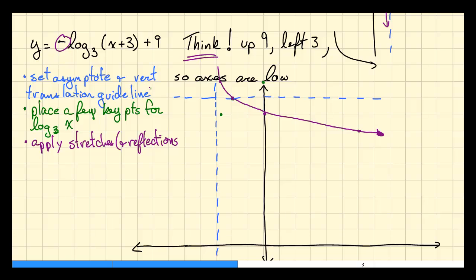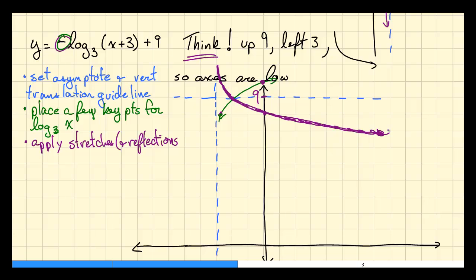So first thing I do, I set the asymptote and that vertical translation guideline. So my asymptote is back 3, and I've got this guideline here that I've moved up 9. Then I placed a few key points for log base 3 of x. That would be at 1, and at 3, and at 1/3. So this would be kind of what log base 3 of x looks like. Then, there are no stretches or translations, so I'm just going to reflect it over that point. This point comes up, this one stays the same, this one reflects down, and I'm done. This purple line is my function.